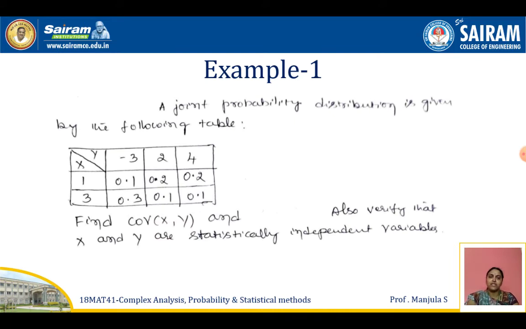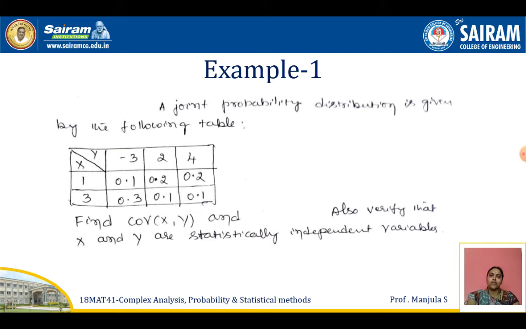In a previous presentation, I already explained joint probability distribution, the conditions in the discrete joint probability distribution, and the formulas we use to find the expectation, covariance and also the correlation. Based on that, now we are going to do a few problems under this joint probability distribution.